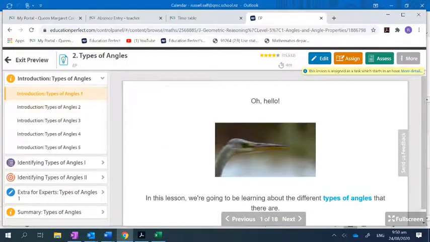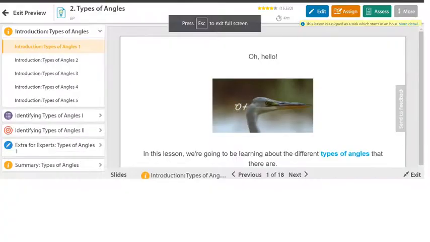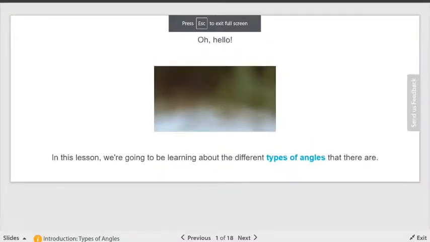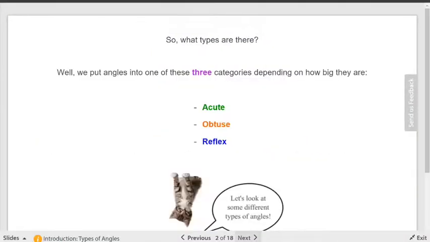Angles can be identified and named through different types of angles. Remember, the different types of angles are acute, which means what? Smaller than 90 degrees. Obtuse, which means what? Bigger than 90 degrees. Reflex means bigger than 180. So obtuse is really bigger than 90, but smaller than what? 180. And then reflex is above 180.